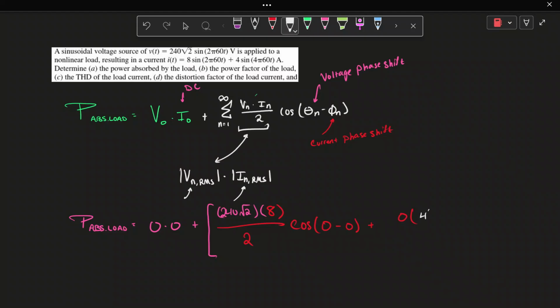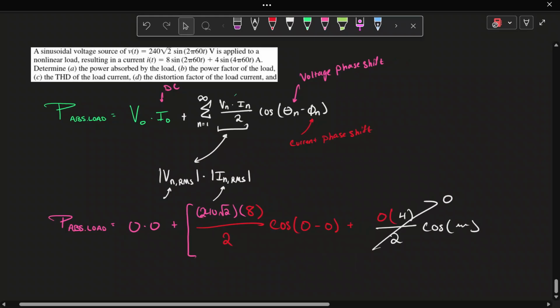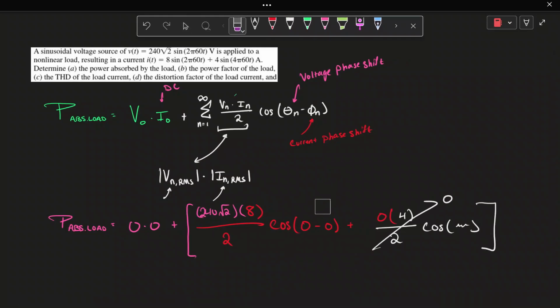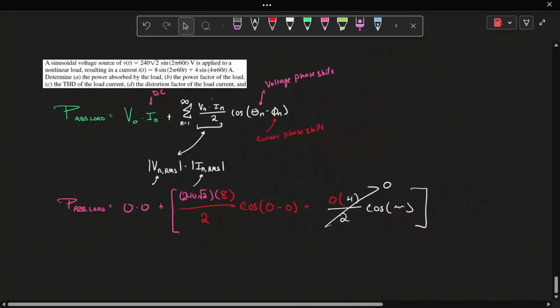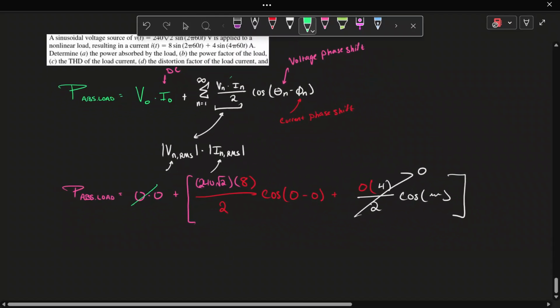Well, that's 4, but do we really have to do the rest of this? No. We can say blah, blah, blah, whatever that is, but we know 0 times 4 is always going to be 0, no matter what the power factor is. I say power factor because this is our power factor for this harmonic. Later on, we will, of course, find out the power factor of the load. But now we notice that this is 0, this is 0, so the only term left is this.